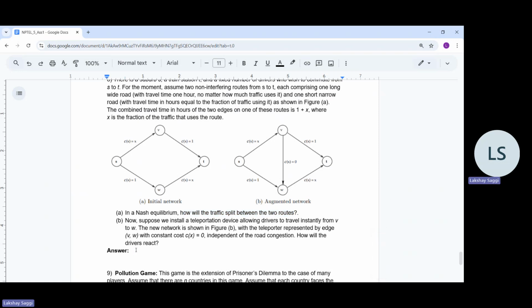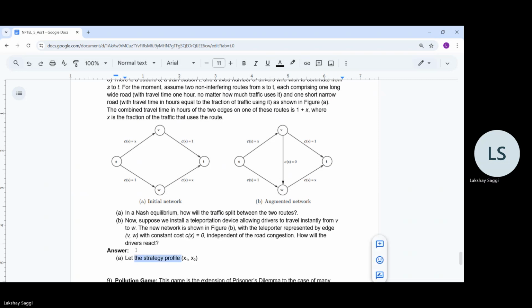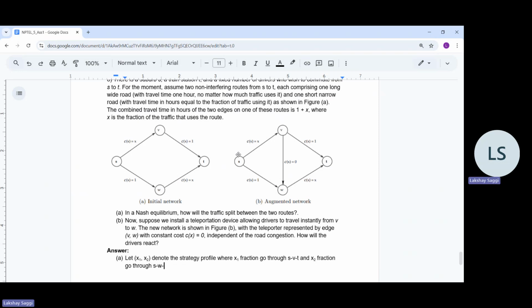Okay. So maybe how do we see this? Like how can we think of this as a game? Maybe we can think of these as strategy profiles. Consider the strategy profile x1 comma x2. Let x1 comma x2 denote the strategy profile where x1 fraction go through SVT and x2 fraction go through SWT. Okay, so first is SVT and the second is SWT.